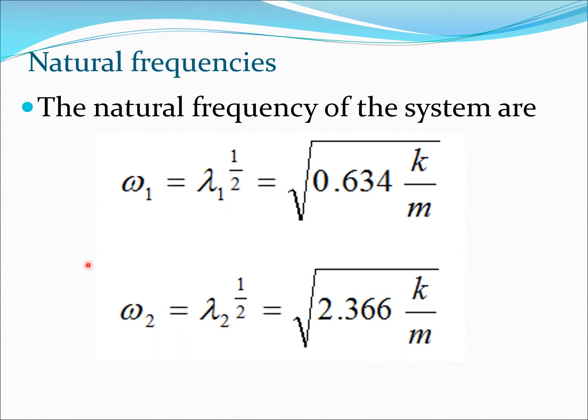So essentially what we obtained now is that we have found the two natural frequencies of the system. So for the 2 degree of freedom system, there are two natural frequencies given by these two values here.